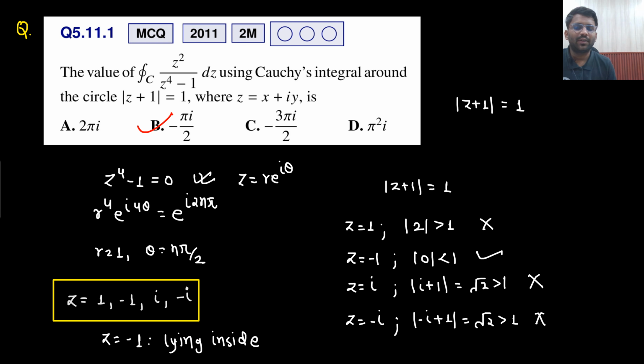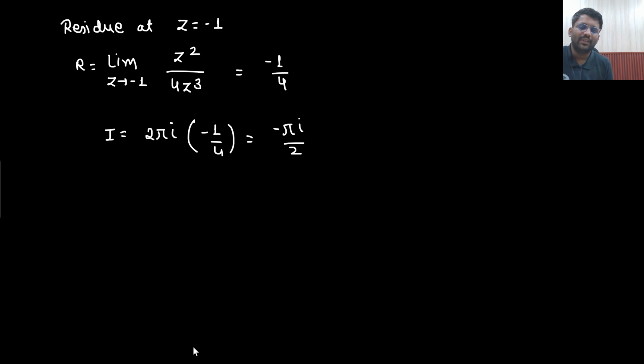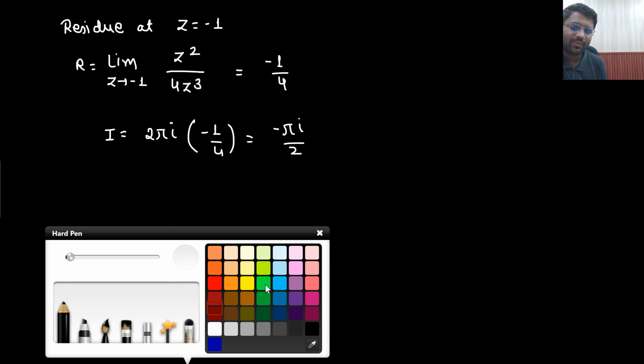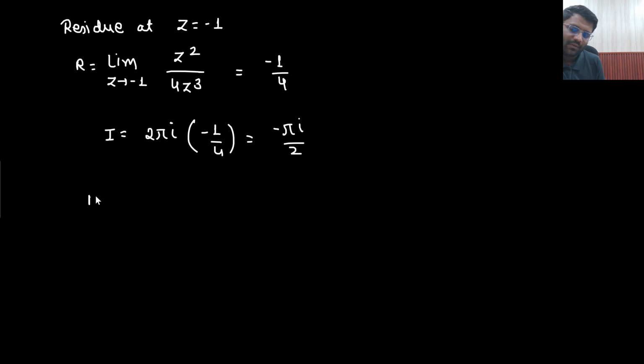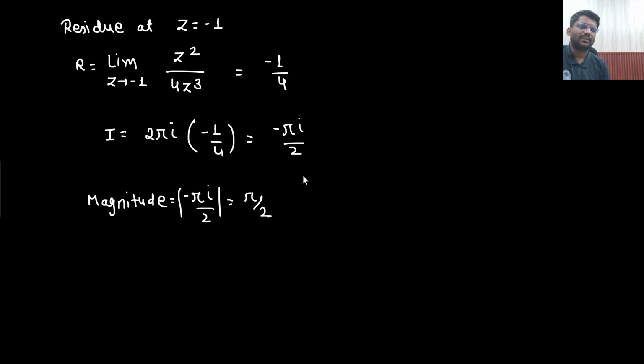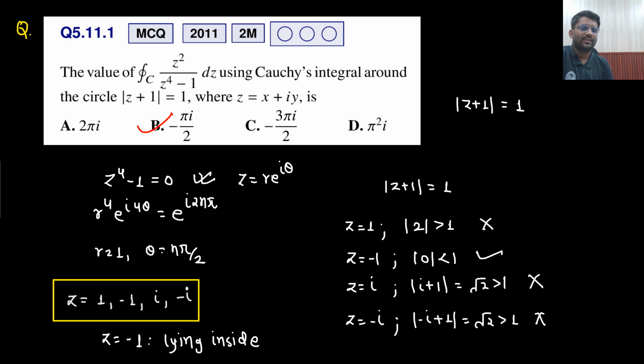Sometimes they can ask you the magnitude of this integral. So what will be the magnitude if they had asked for it? Magnitude means you simply need to take its magnitude. What will be the magnitude here? The magnitude of minus pi iota by 2 will be pi by 2. Magnitude will always be a positive quantity, no? So you can simply take the magnitude and that would be the answer. But here they are not asking the magnitude, they are asking the exact answer.